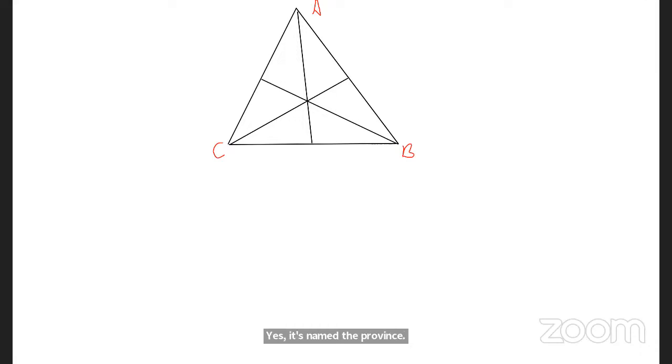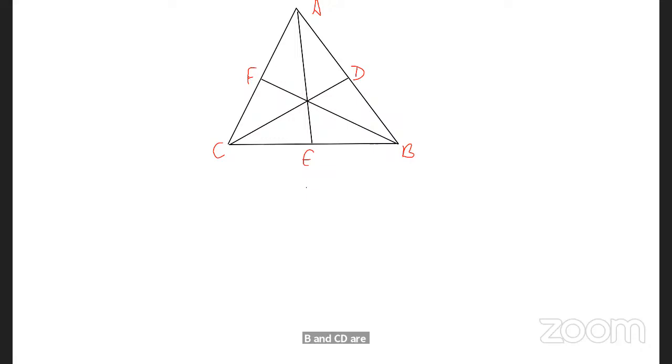This is E. Let's name this one E. Okay. Let's name this D. And let's name this F. Okay. Now, properties. The first is every triangle has three medians, one from each vertex. Okay, so AE, BF, and CD are three medians of triangle ABC.